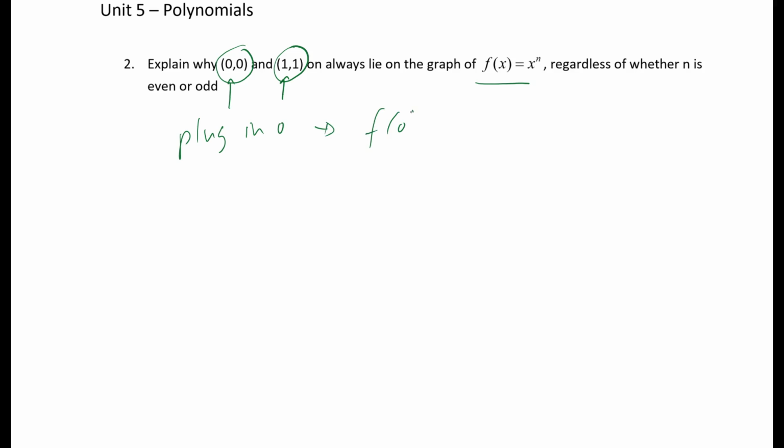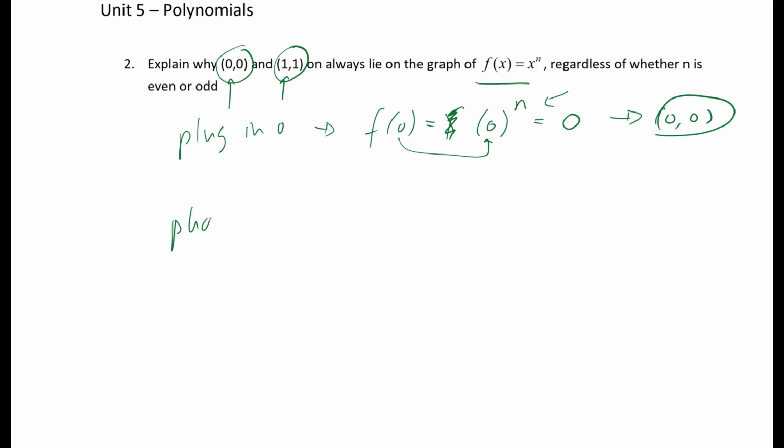If we put 0 into this function, we get f of 0, which is simply x to the n, so we're putting 0 in for x here, which is 0. Well, 0 times itself as many times as you want will always equal 0. So we know that the input of 0 creates an output of 0 no matter what n is. So that's why that point's always on the graph.